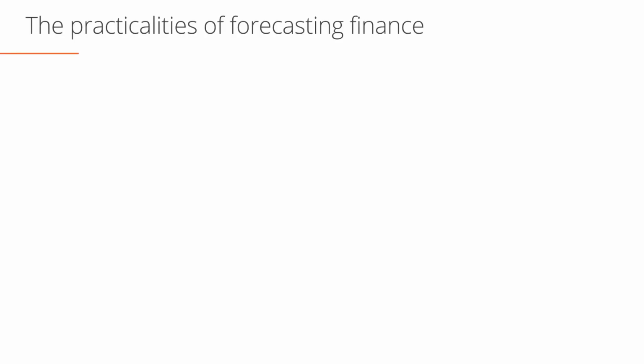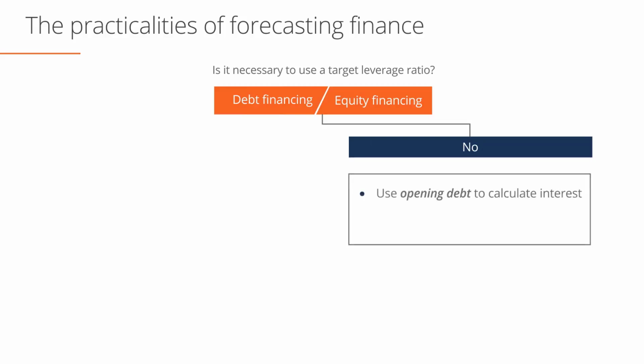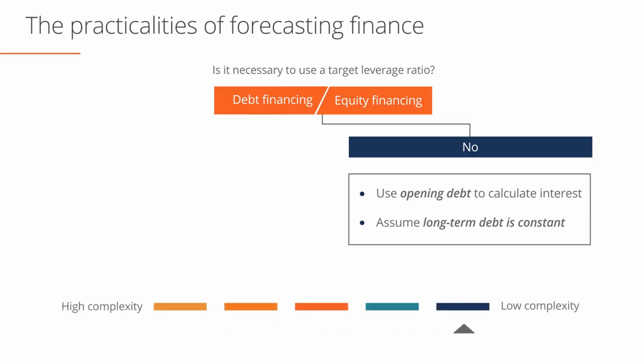There are many practical modeling issues that need to be considered when forecasting the finance structure. A useful question to ask at the start is whether you need to use a target leverage figure in your model. In other words, do you need to forecast debt levels as a multiple of equity? If the answer is no, consider using opening debt to calculate interest and assume that long-term debt is constant. This will keep your model simple and straightforward. More importantly, it will minimize the chance of getting circular references. Our financial model case study uses this simple approach.